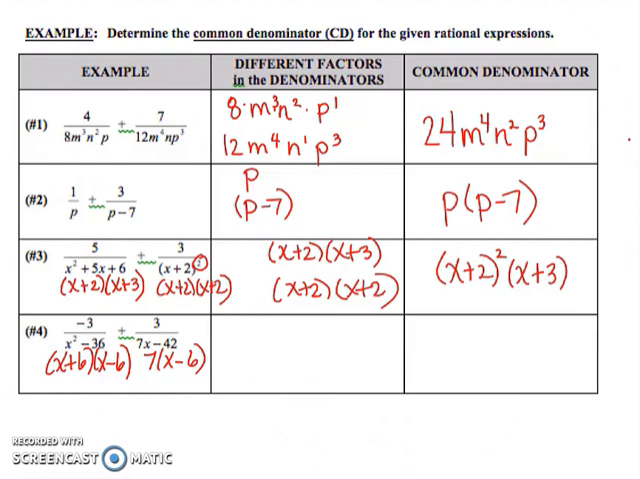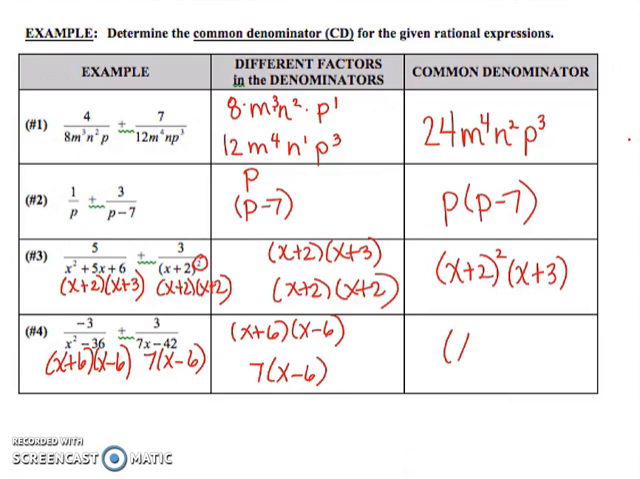I've got x plus 6 times x minus 6 in my first denominator, and I've got 7 times x minus 6 in my second denominator. Let's just look at each part separately. Let's start with the family x plus 6. I have one family of x plus 6 in my first denominator. I don't have any x plus 6 in my second denominator.